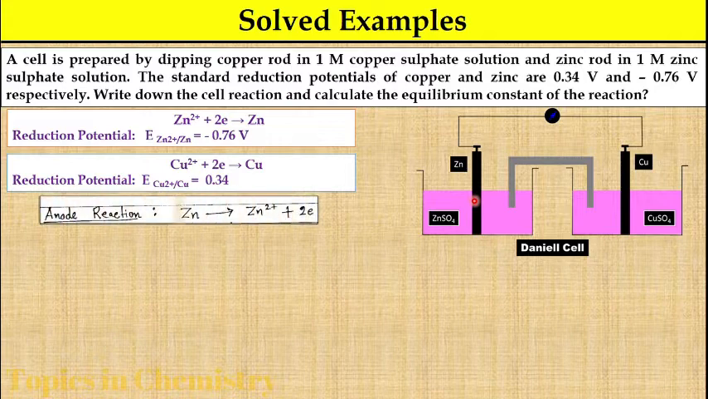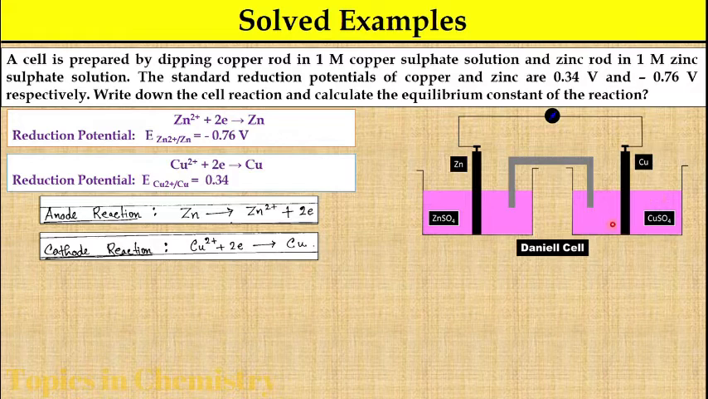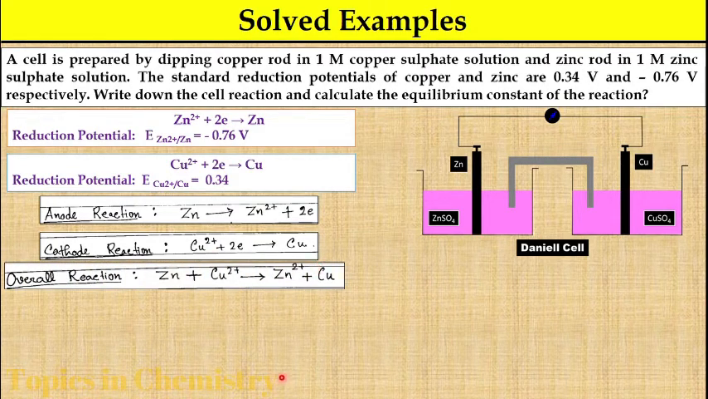So now you have to consider the reaction. First consider the anode reaction. Here Zn converts to Zn2+ plus 2 electrons. So here the oxidation takes place. And the cathode reaction, as the reduction potential of that electrode is higher, is Cu2+ + 2e- = Cu. Now you have to see what the overall reaction is. Zn + Cu2+ converts to Zn2+ + Cu.